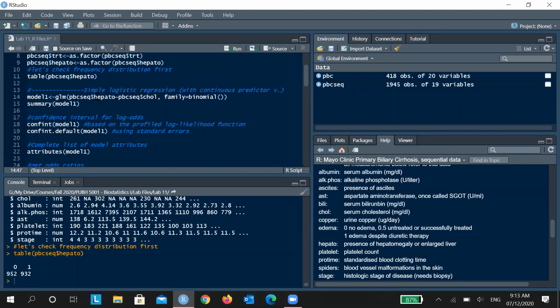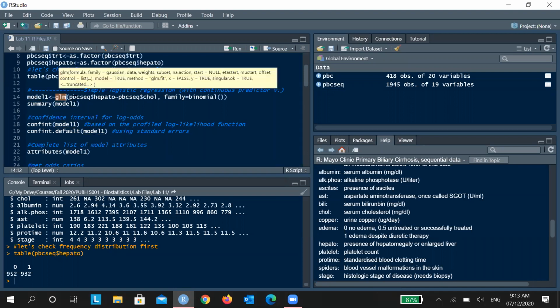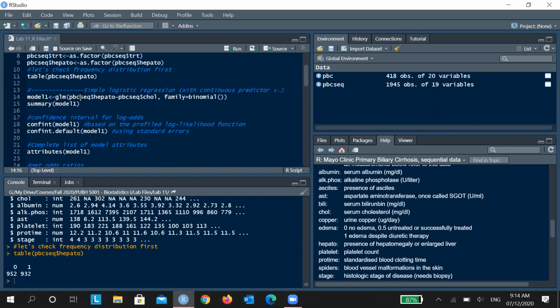Okay, everything else stays the same. Again, this is where I'm going to save the model object, and because it's logistic regression, I'm using the GLM function, the generalized linear model. I'm going to use Hipero as my y variable. This is my equation: the y variable before the tilde, and after the tilde, let's start building with one continuous predictor, cholesterol.